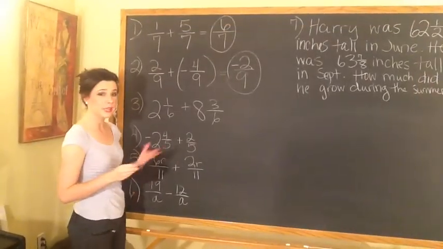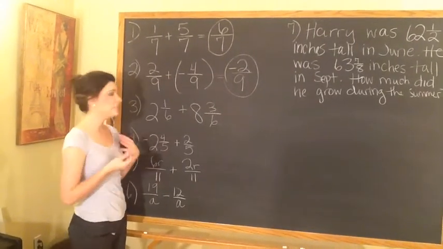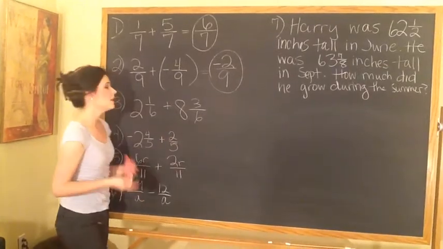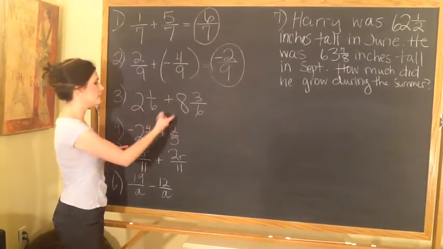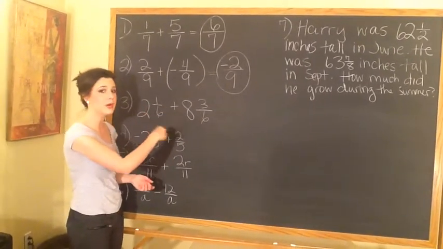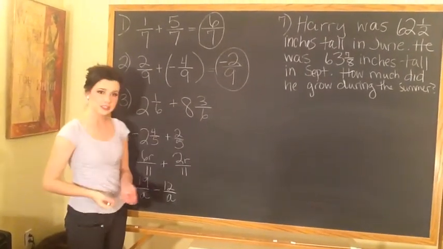Let's do an example with mixed numbers. In this case, we have 2 1/6 plus 8 3/6. How do we add those when you have mixed numbers? You can do it several ways. The first way, you can change them into improper fractions and then add across the numerators.